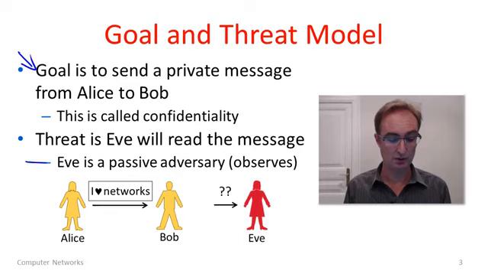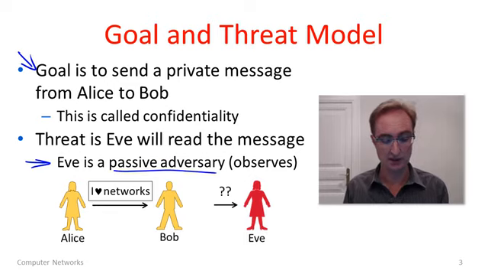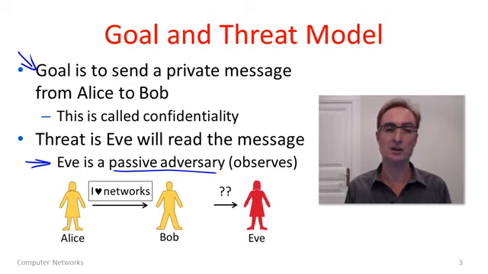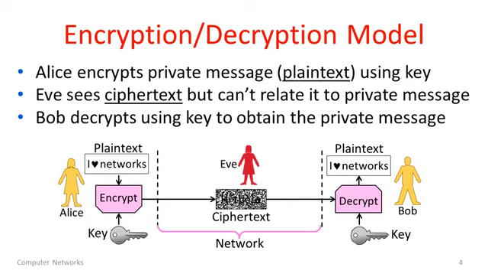Eve here is what's called a passive adversary. That means that she just gets to observe the messages as they go to and fro. She doesn't get to inject any of her own messages or tamper with them or do anything like that. So the threat model is simply that by observing them and looking carefully, she'll be able to understand what they say. If they're just sending the plain text, well, that will be pretty obvious. So we're going to have to do something about that. Here's what we'll do about it.